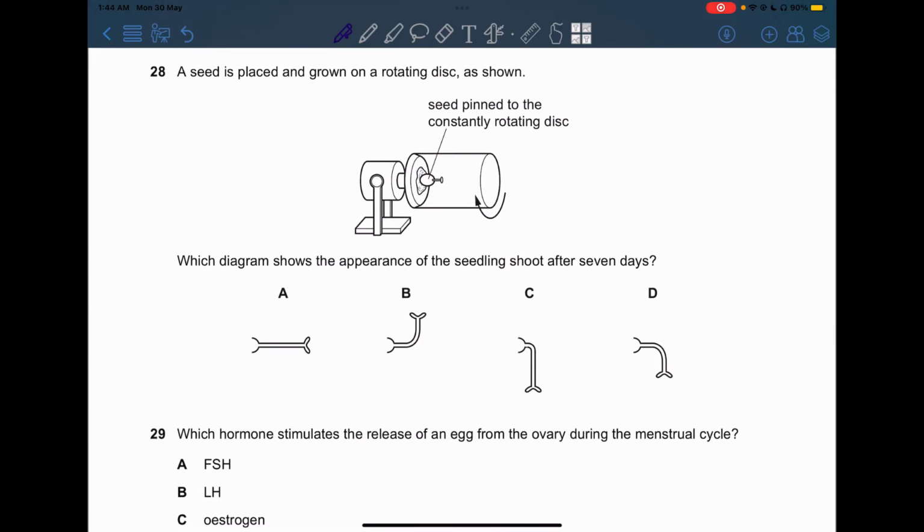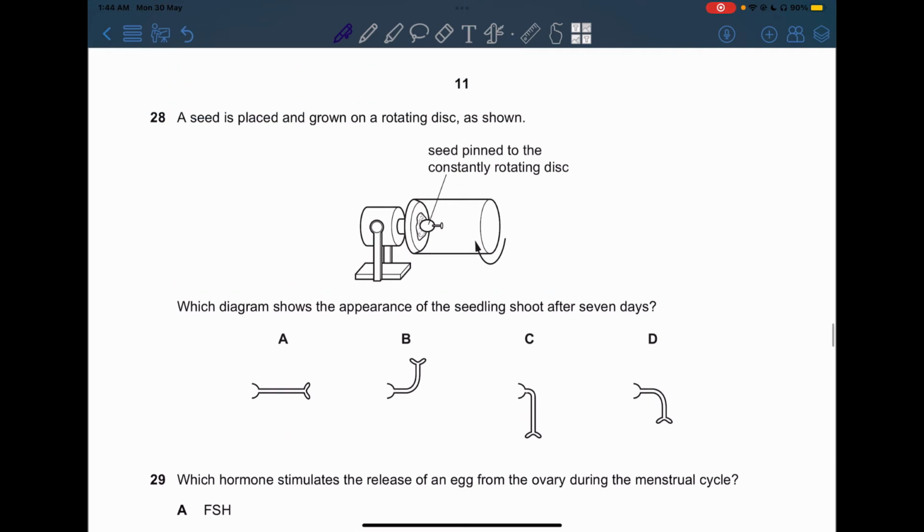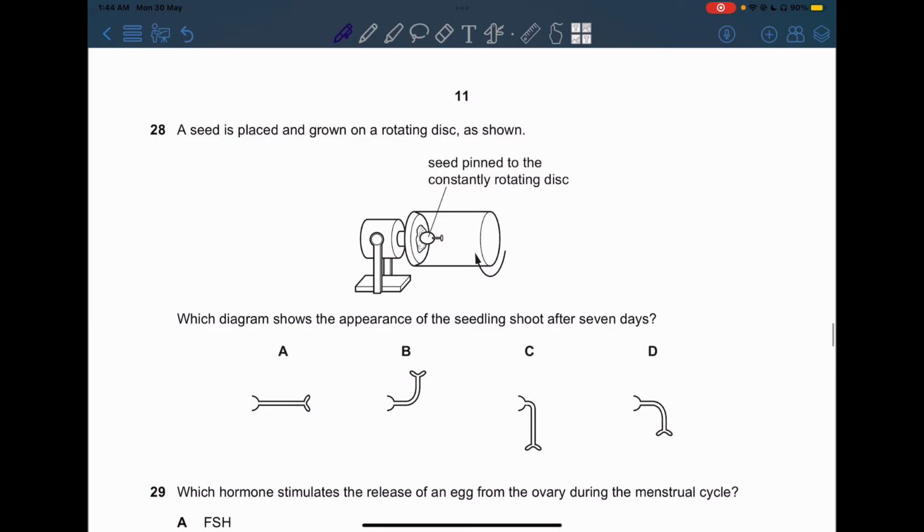28. A seed is placed and grown on a rotating disc as shown. Which diagram shows the appearance of a seedling shoot after 7 days? Now, we notice over here that the seed is constantly rotating. That means the auxin hormone is evenly distributed. It's not on one side.